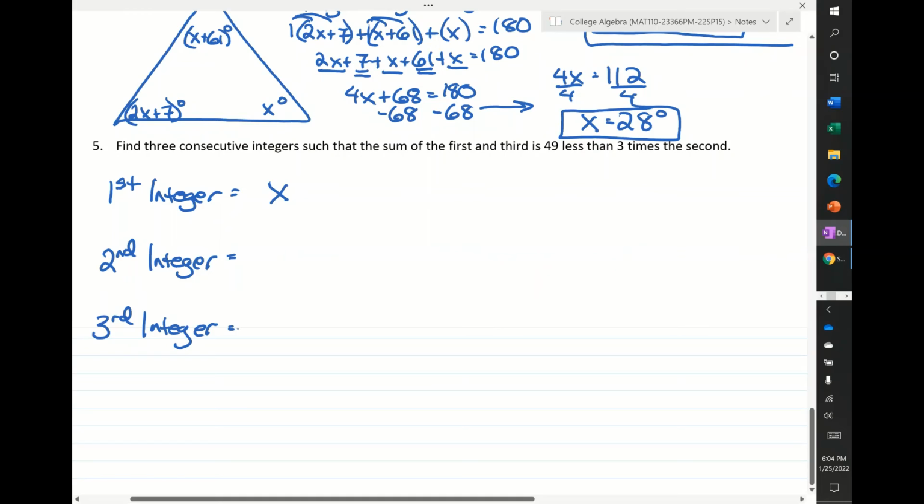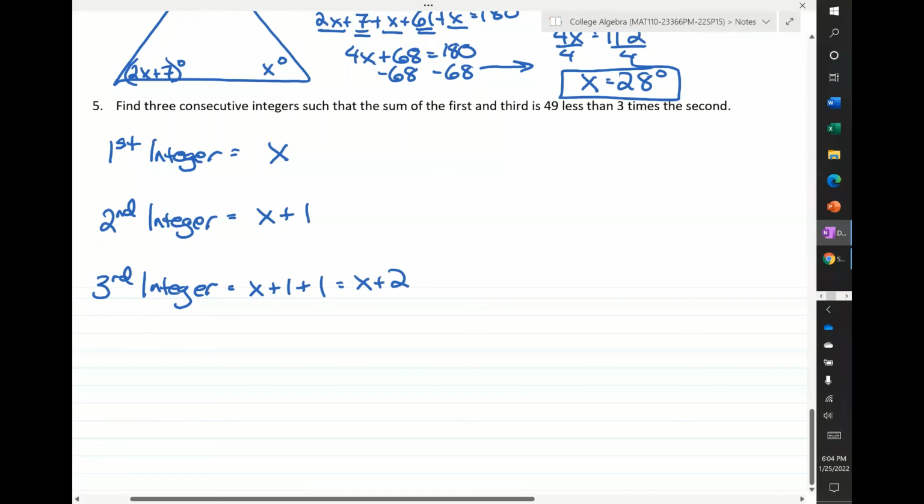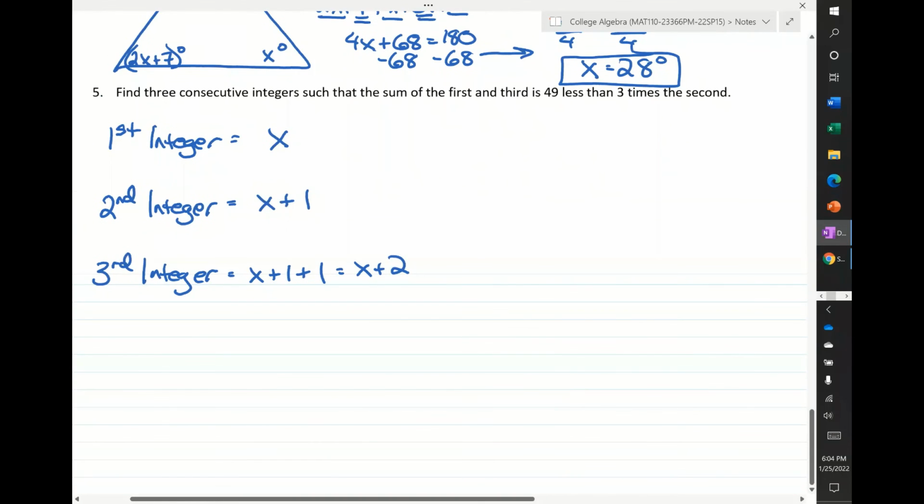What would be the second integer if it's the next consecutive one? x plus 1. The next one would be 1 more than that, right? So it'd be x plus 1 plus 1, or just x plus 2. We have our three consecutive integers: x, x plus 1, and x plus 2. And according to this, it says that the sum of the first and the third is 49 less than 3 times the second. That's a lot to unpack.